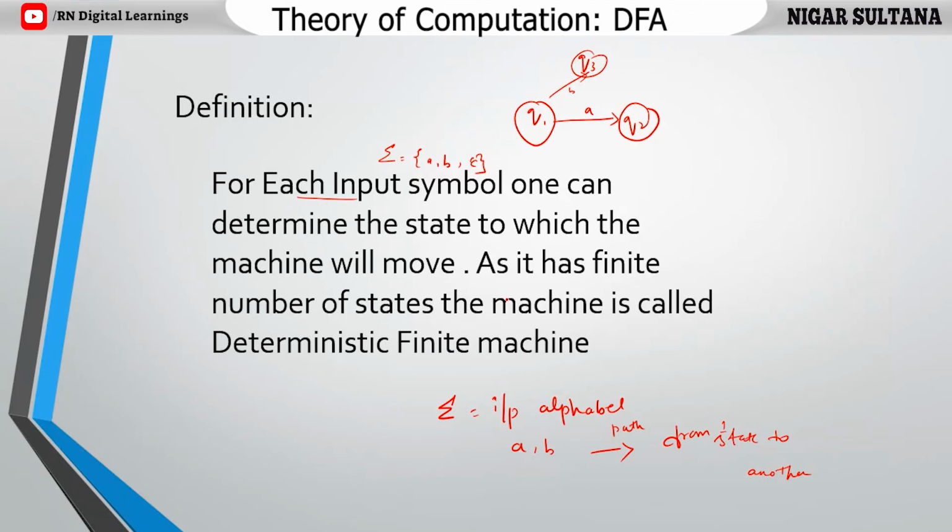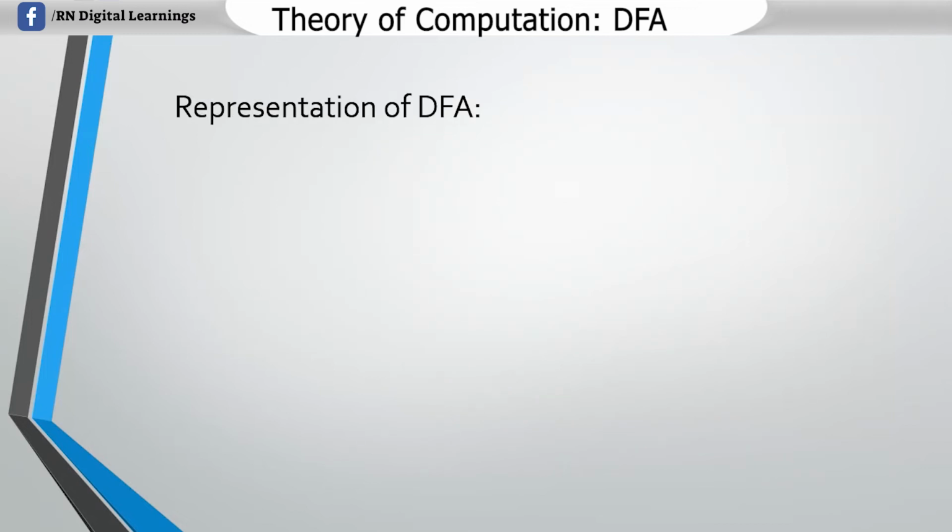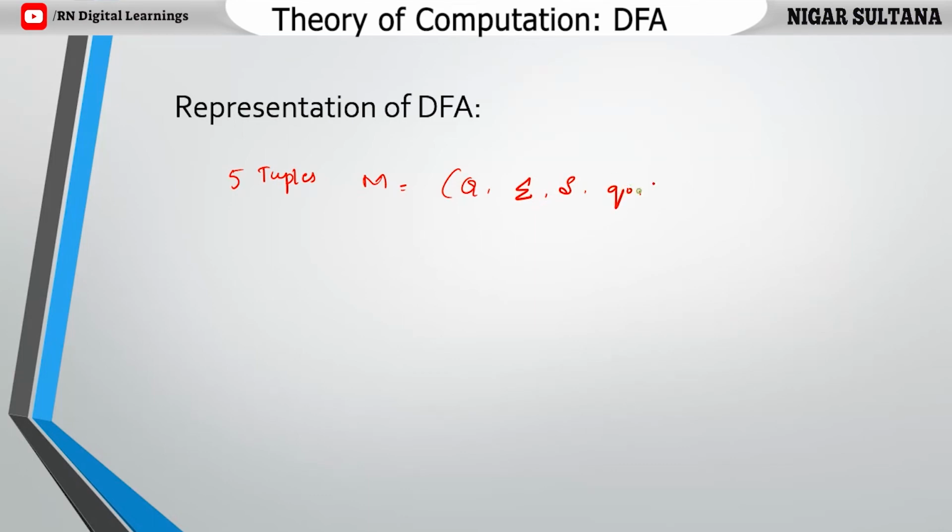Now, why is it called a finite machine? As this DFA has a finite number of states, hence it is called a deterministic finite machine. Now, let me see how to represent this DFA. In the representation of DFA, it contains the 5 tuples. Which are the 5 tuples? M is equal to Q, sigma, delta, Q naught and F. What are this Q, sigma, delta, Q naught and F?